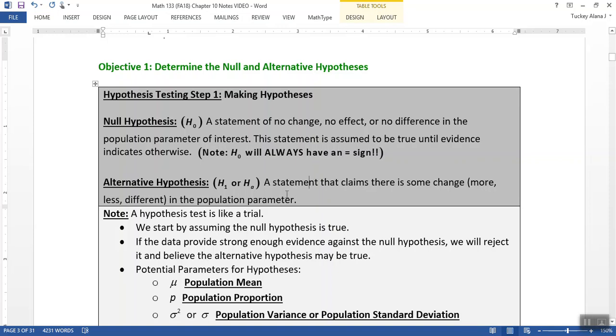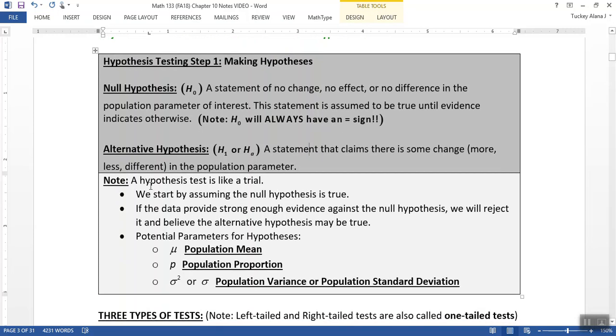Okay, now the alternative hypothesis. In our book, it's H1. Some books will call it HA, so A for alternative. Either one is fine. It's a statement that claims there is some change, either more or less or different in that population parameter. And running this hypothesis test is a little like running a trial. So you start by assuming that the null hypothesis is true, you gather evidence, and either you reject that null hypothesis or not, and determine whether you believe the alternative may be true. Right? We never know for sure, but we think it might be based on evidence.